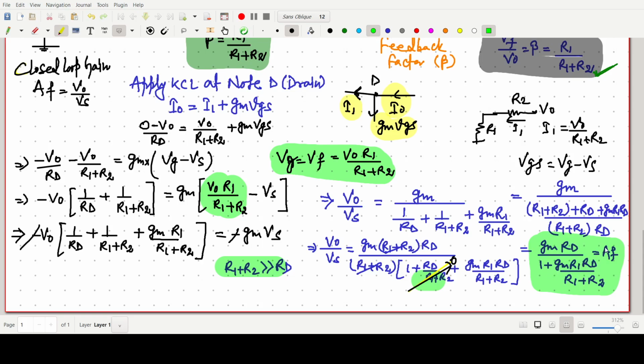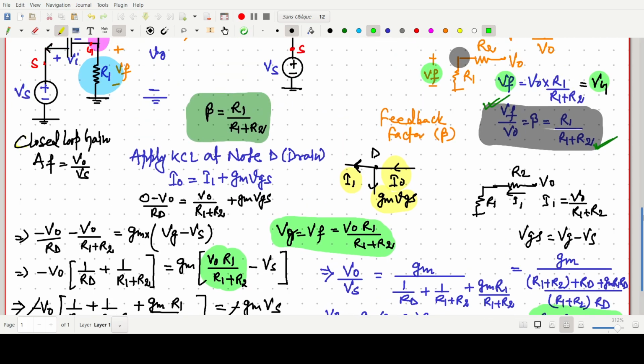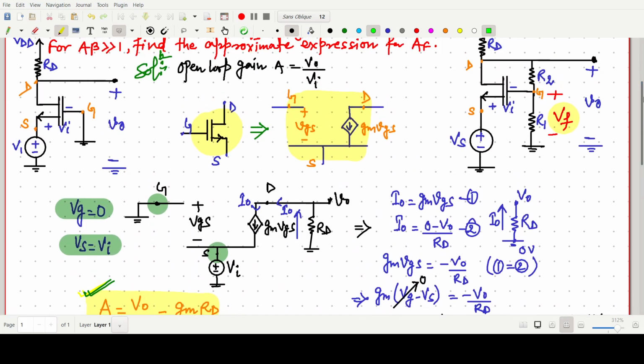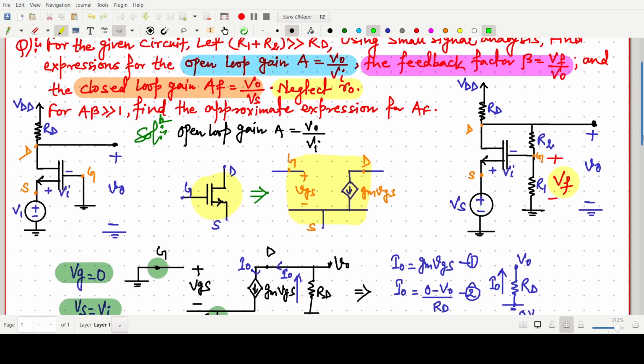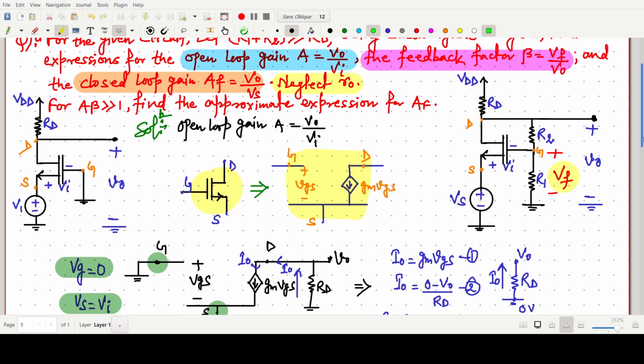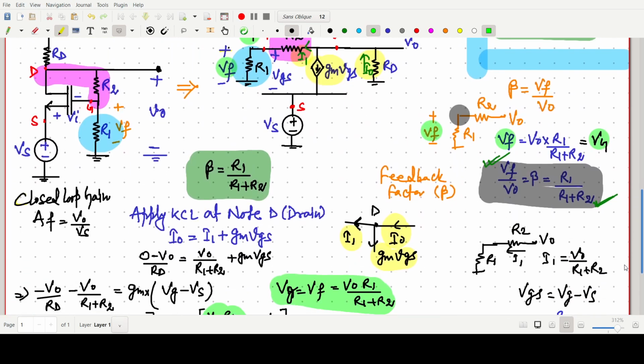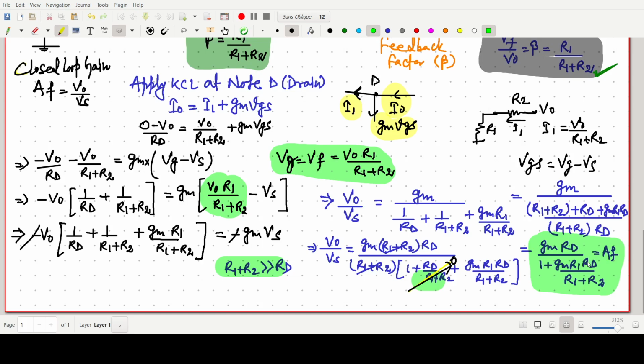Okay, and one more part is there. What is the overall question? Find the approximate expression for A beta greater than 1. Okay, for A beta greater than 1. Okay, so what we will do for this purpose, what we can do, for the, yeah, some space issue. Okay, one more. I will try to complete in this.